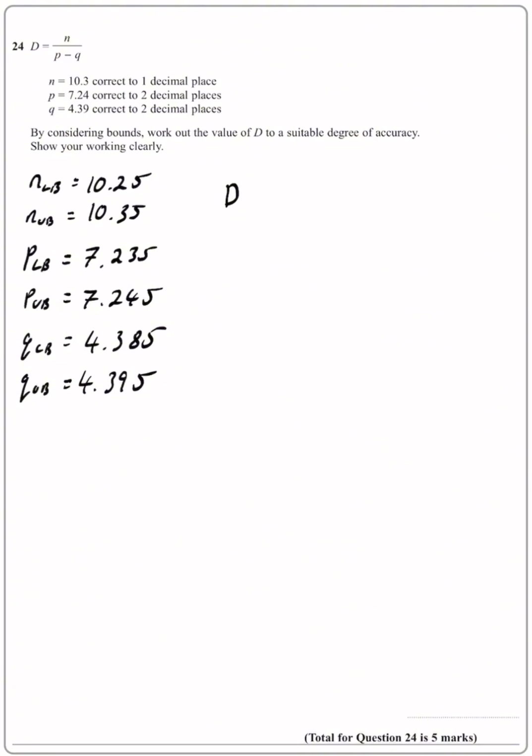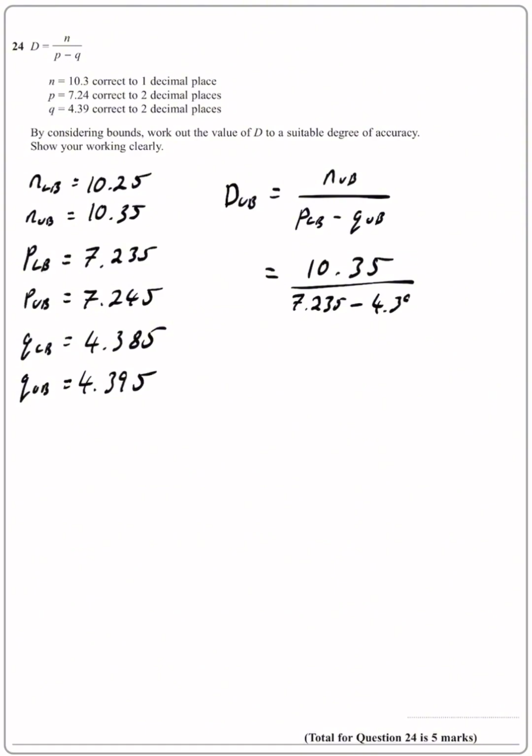So the upper bound for D, we're trying to make this as big as possible, so we're going to take the upper bound of N. I want the denominator to be as small as possible, so I'm going to take the lower bound of P and the upper bound of Q, because I'm subtracting it. And so that's going to be 10.35 divided by 7.235, subtract 4.395. Make sure you show the calculation with all those values in it. And when you plug that in, that comes out as 3.644.